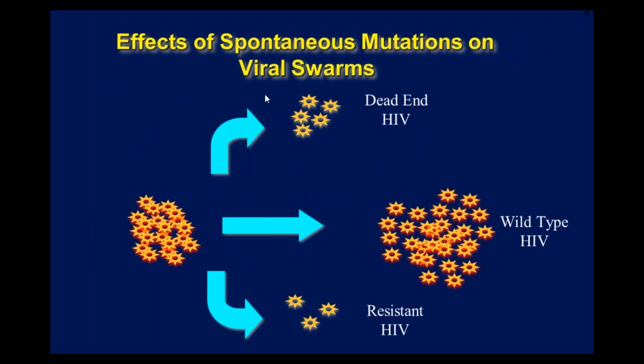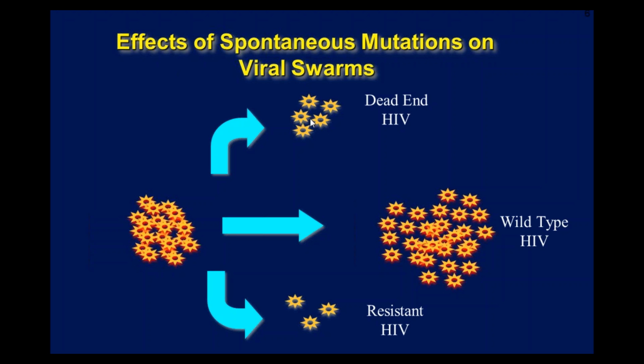So what happens is that we have these mutations in the virus, and so it's not like we have a single clone of a virus. We have what we call viral swarms, all right? And in these viral swarms, when this mutation occurs, some of these viruses actually get so many mutations that they can no longer replicate. We call them dead-end viruses.